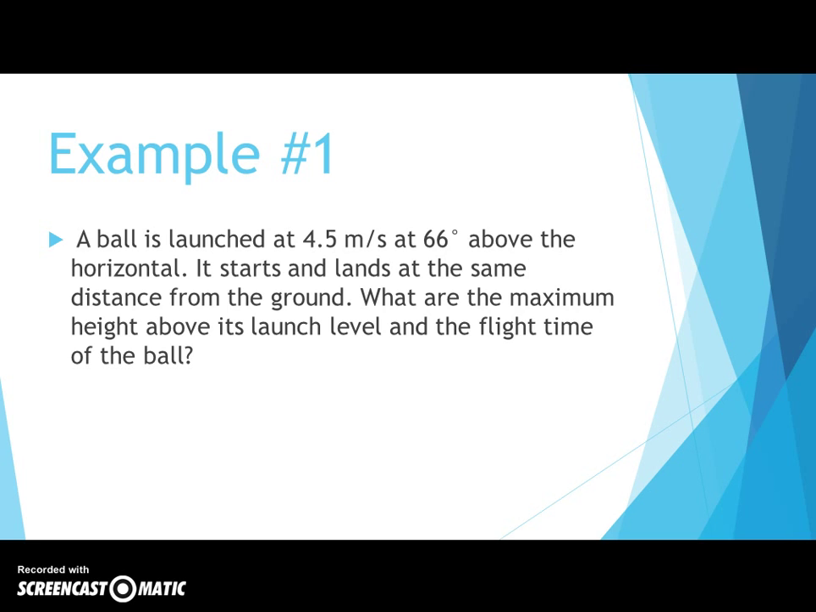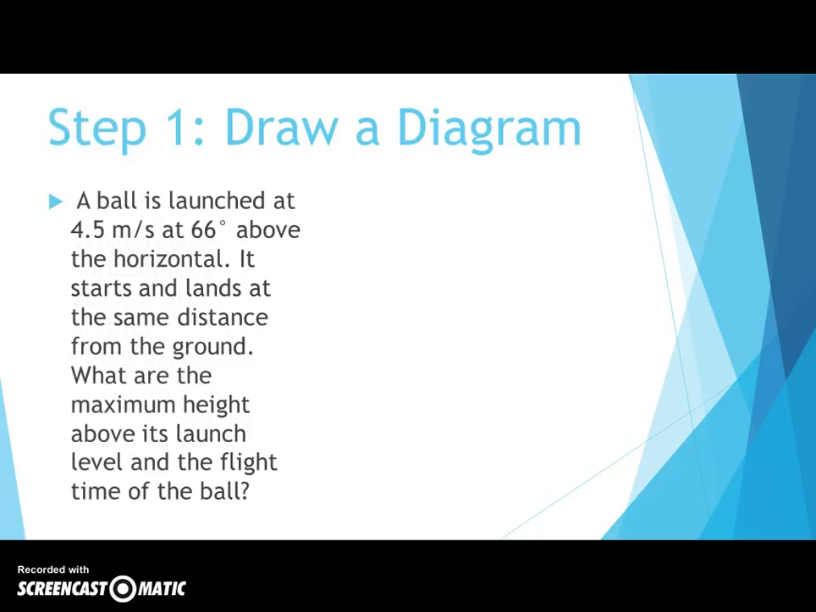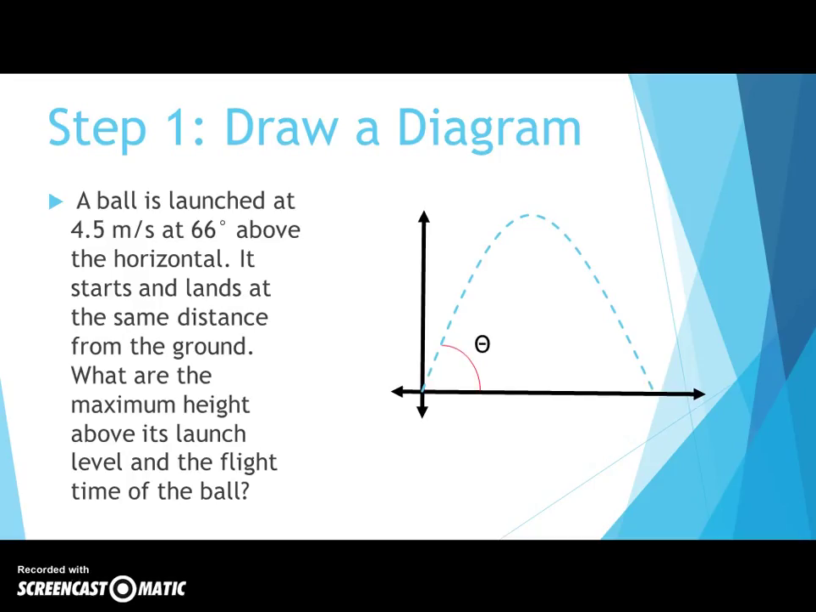So step 1, just like any time before, draw a diagram. We have our information on the left. So let's go ahead and draw a coordinate plane because we do have an angle. Here's our trajectory, the path of our projectile, and here's our angle theta. So there's our diagram. Pretty quick, pretty easy.